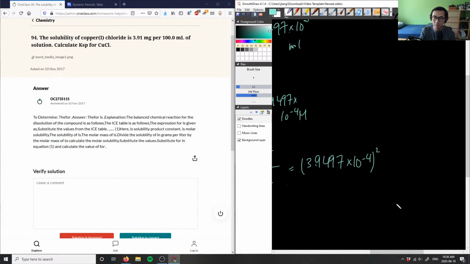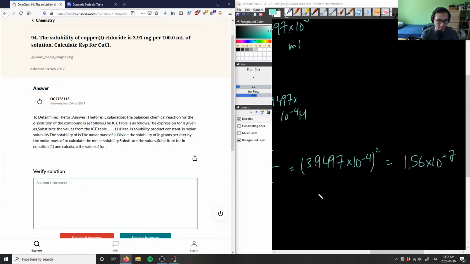So let me plug this into my calculator. 3.9497 times 10 to the negative 4 squared gives us a value of 1.56 times 10 to the negative 7. And this is going to be our KSP for this solution. So this solution is incorrect, KSP calculated.